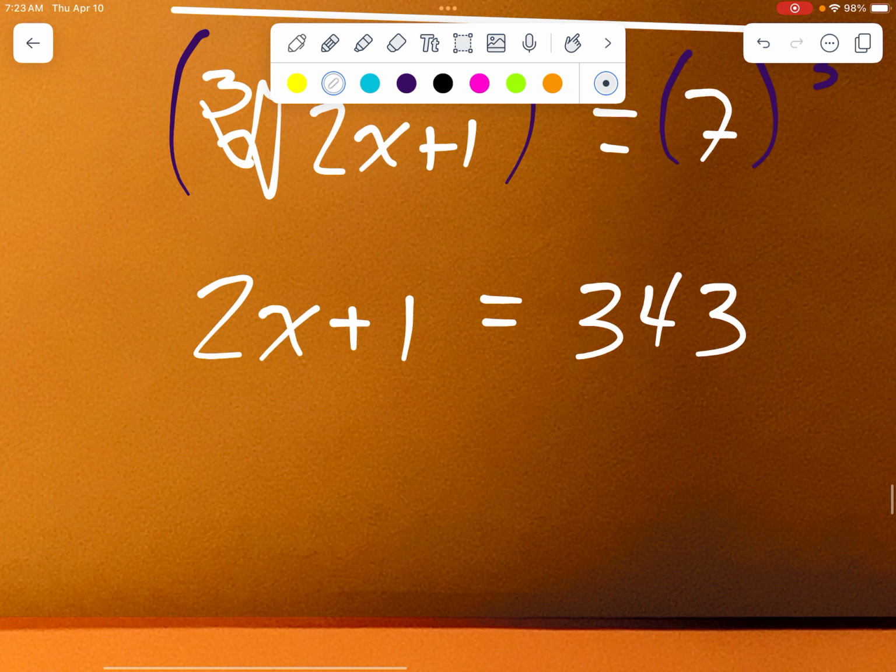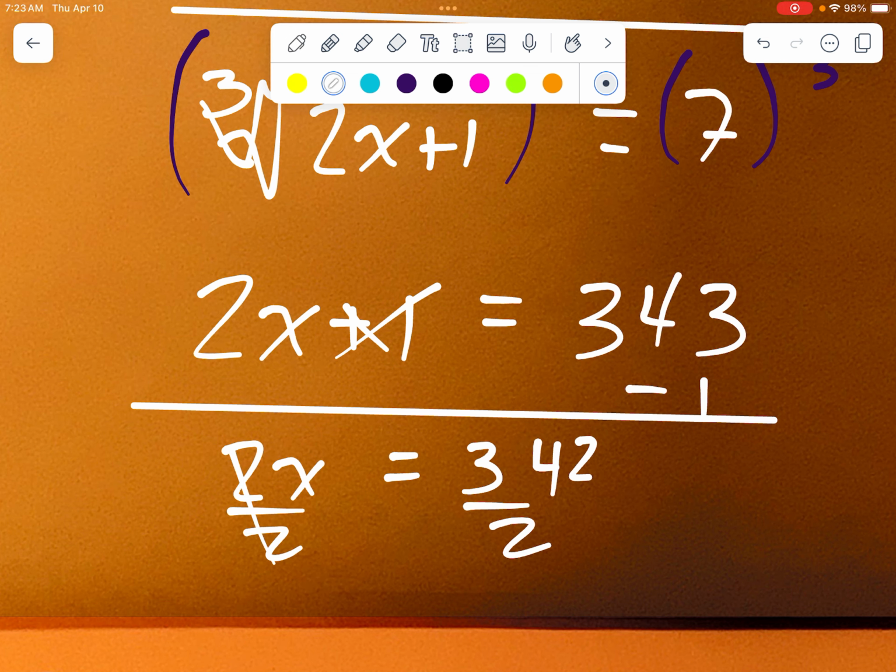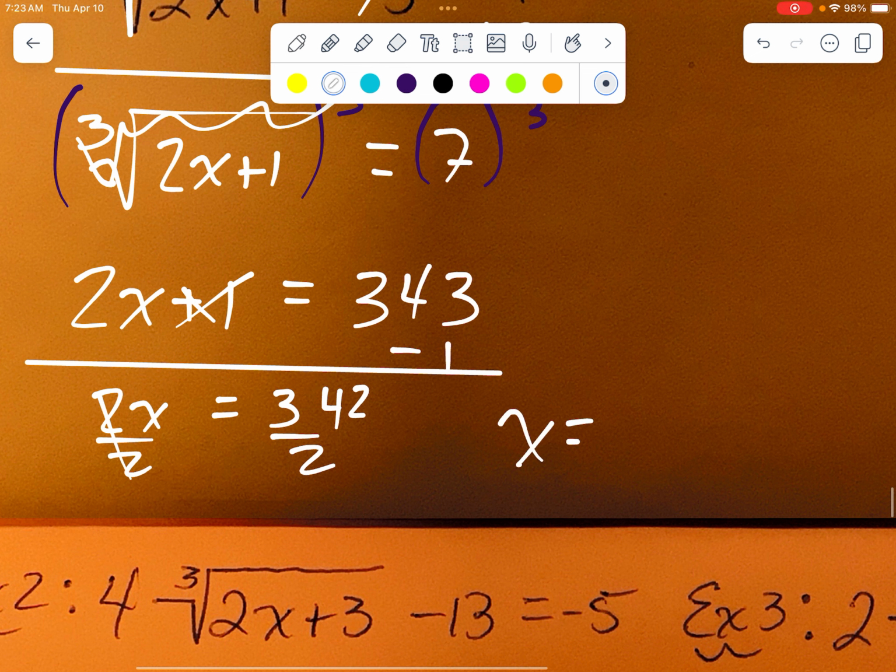Let's get x by itself. The opposite of adding 1 is we're just going to subtract 1 to the other side. That leaves us with 2x equals 342, and then we're simply going to divide that by 2. So if I divide by 2 and I divide by 2, our x value equals 171.